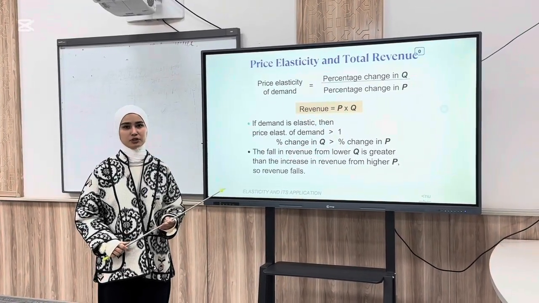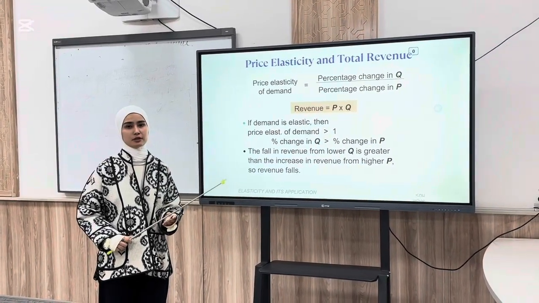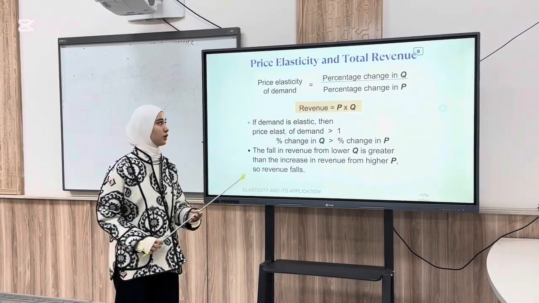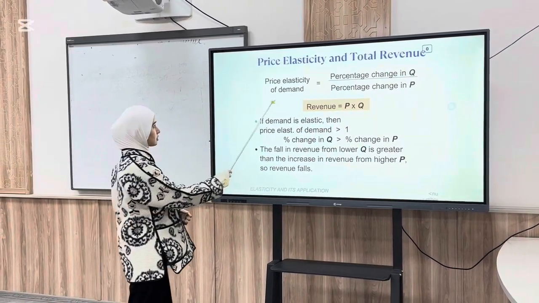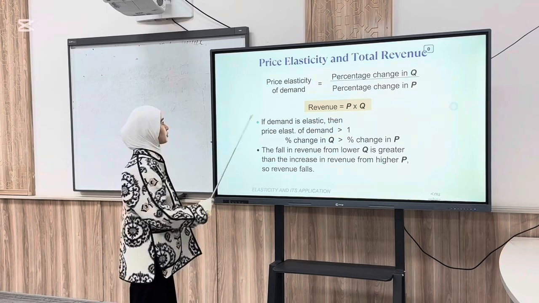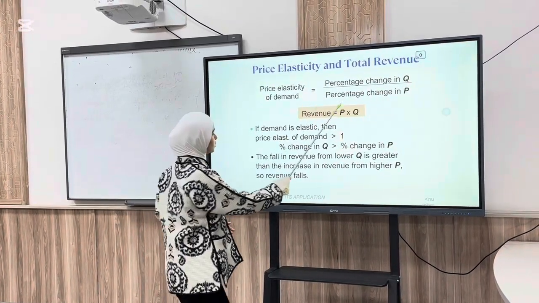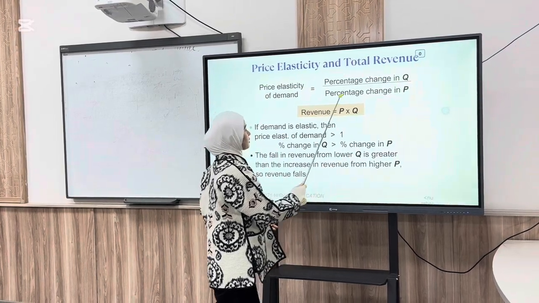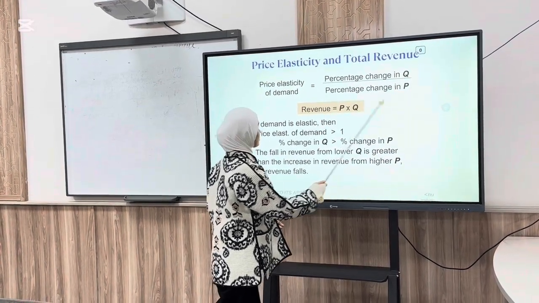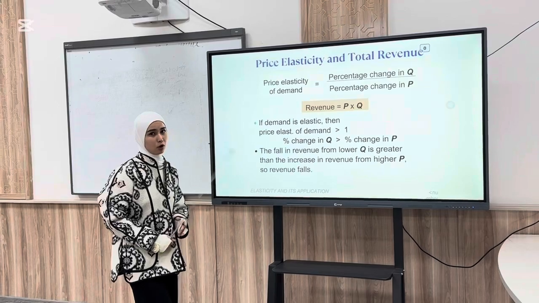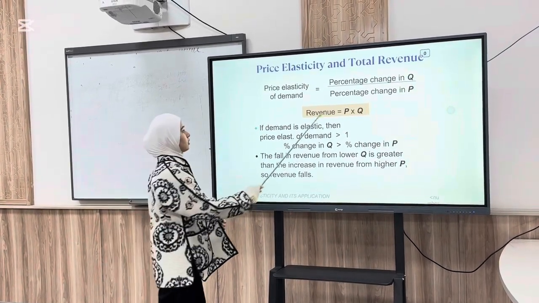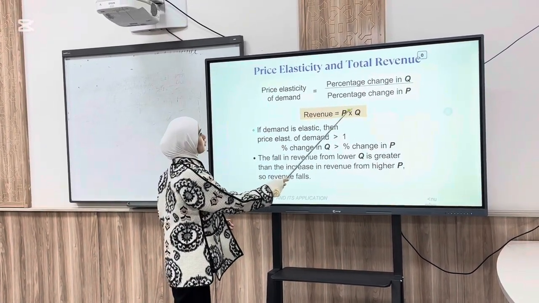Some more information about the topic of price elasticity and its application. Let's continue with price elasticity and total revenue. Price elasticity of demand is equal to percentage change in quantity divided by percentage change in price. And the formula of total revenue is price times quantity.